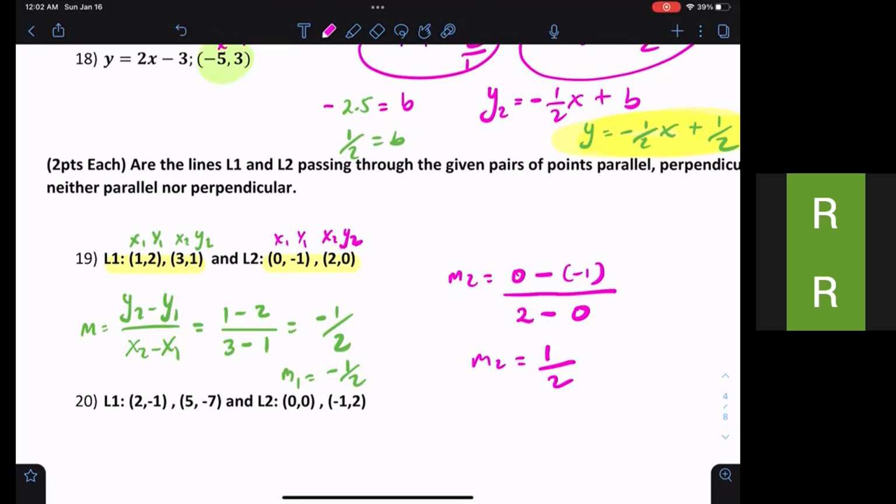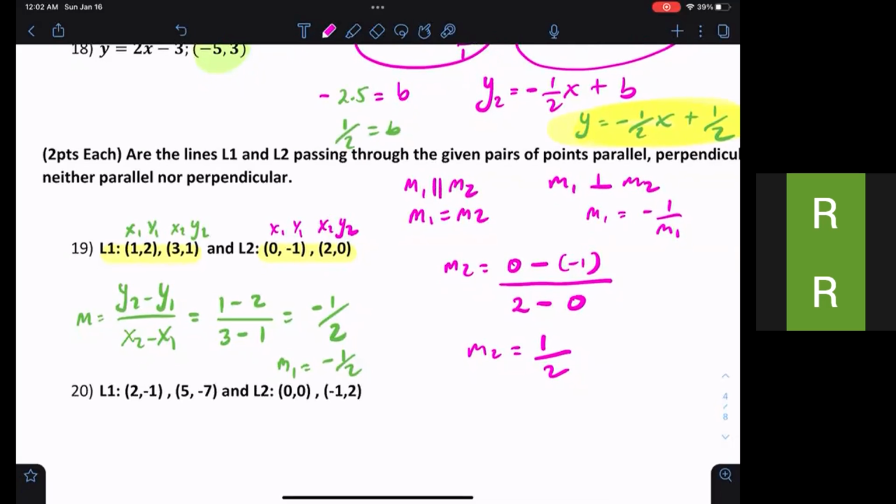So are these the same? No, because if they're parallel, the slopes must be the same. Are these numbers the same? No, because one is negative 1/2 and the other one is 1/2. So this is not parallel. Are they perpendicular? If they're parallel, the slopes must be the same. If they're perpendicular, the slope is the opposite reciprocal, as we said. So let's check. It cannot be, because this is not the opposite reciprocal. So this case is neither. It's not parallel and it's not perpendicular. It's neither. Next question.